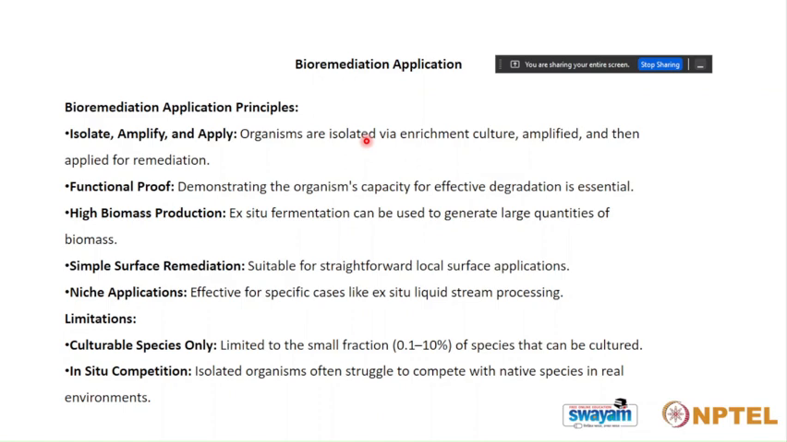So what are the applications? How can we apply the bioremediation process? What are the steps involved? Initially we should isolate, amplify and apply the organism, which means we should isolate the organisms which are capable of degrading the contaminants, and then we should amplify it. In the sense, we should use some enrichment cultures to amplify the population of the organisms which can degrade the contaminants. Finally, we should apply the organisms for remediation.